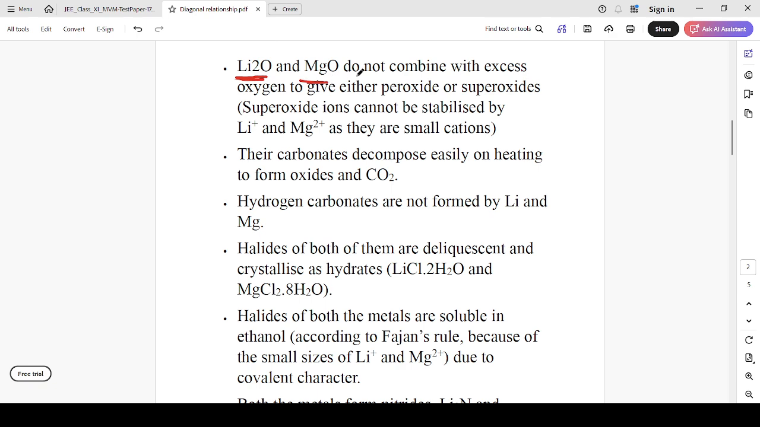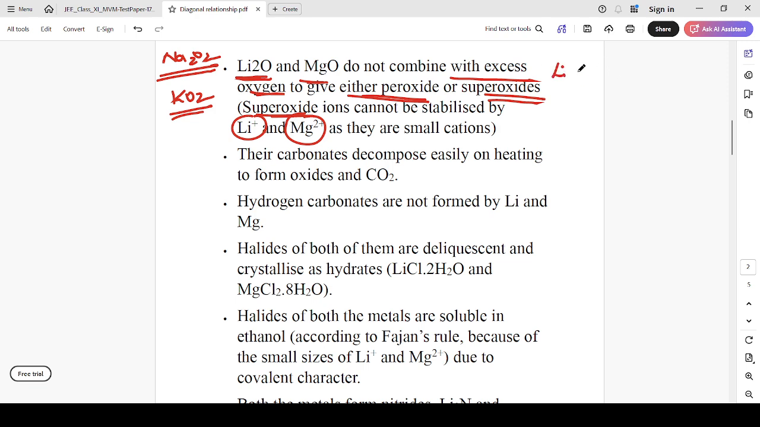Li2O and MgO do not combine with excess oxygen to give either peroxide or superoxide. Very important point. I have Na2O2, sodium peroxide, and KO2, potassium superoxide. But lithium does not form such oxides. Lithium forms only normal oxides. The reason is that superoxides cannot be stabilized by such a small size.